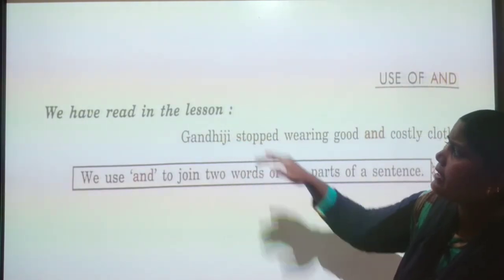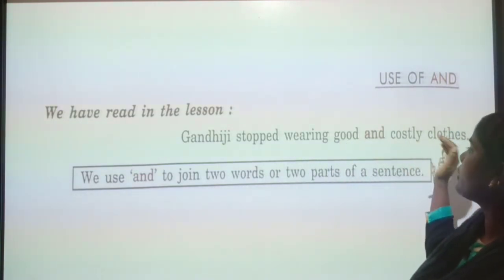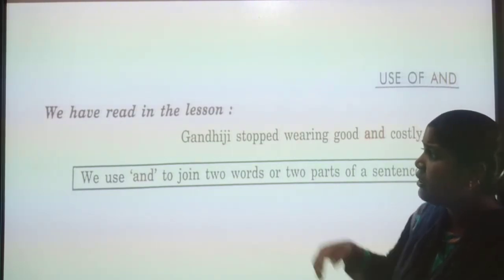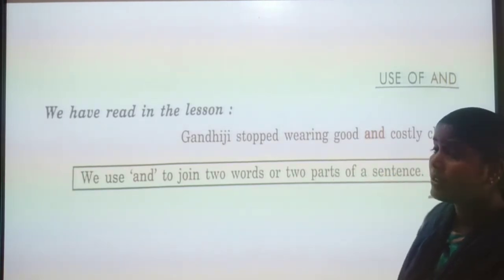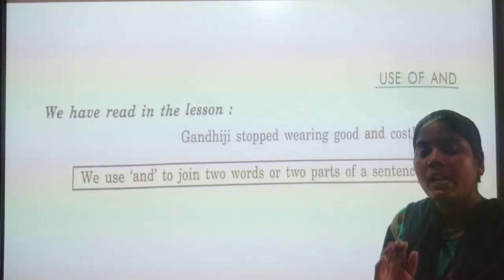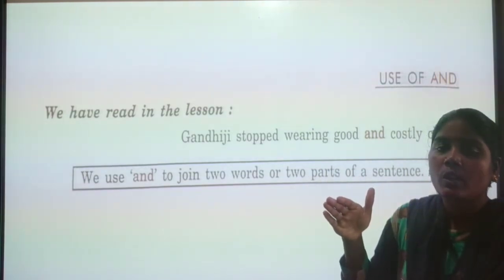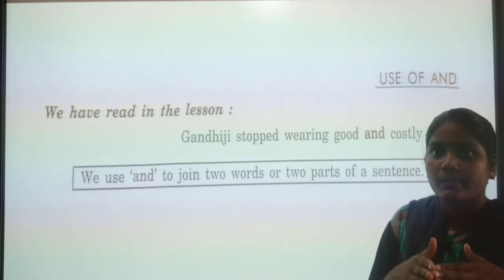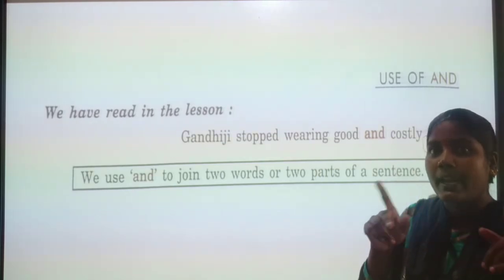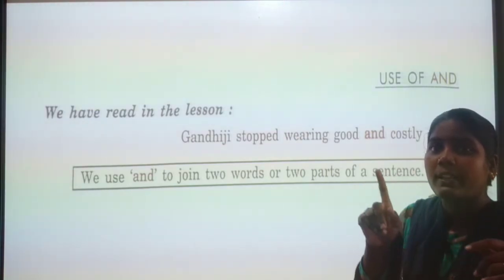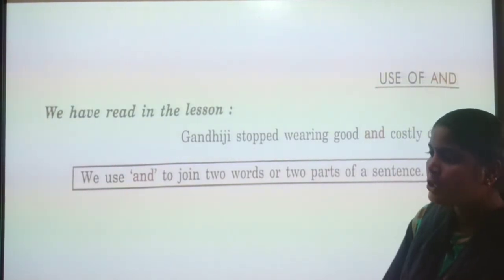We have read in the lesson, Gandhiji stopped wearing good and costly clothes. We use and to join two words or two parts of a sentence. With but we are joining two opposite sentences. With and, if two words are separate, we have to join them together. For that we use and. For sentences also we can use and.